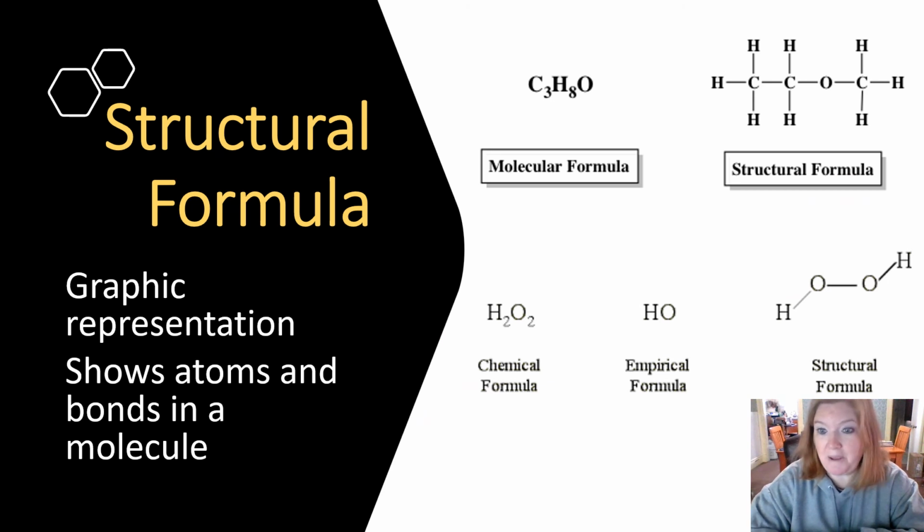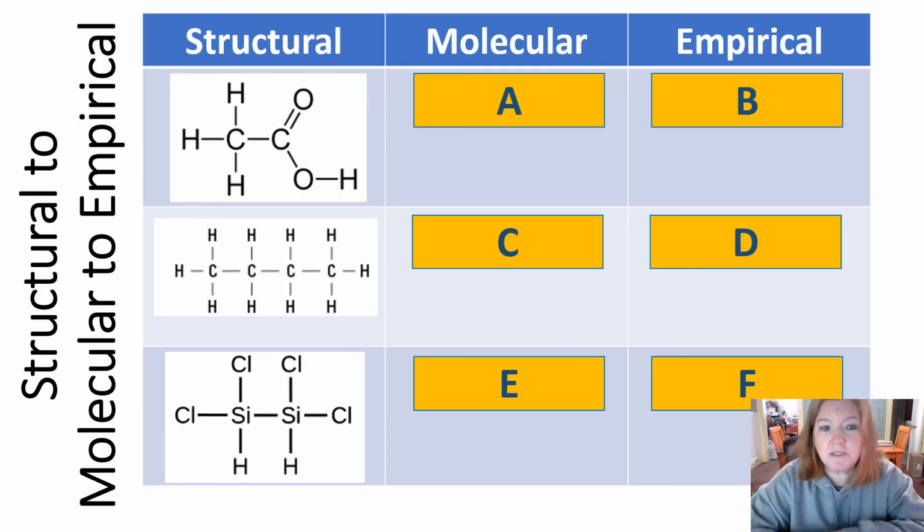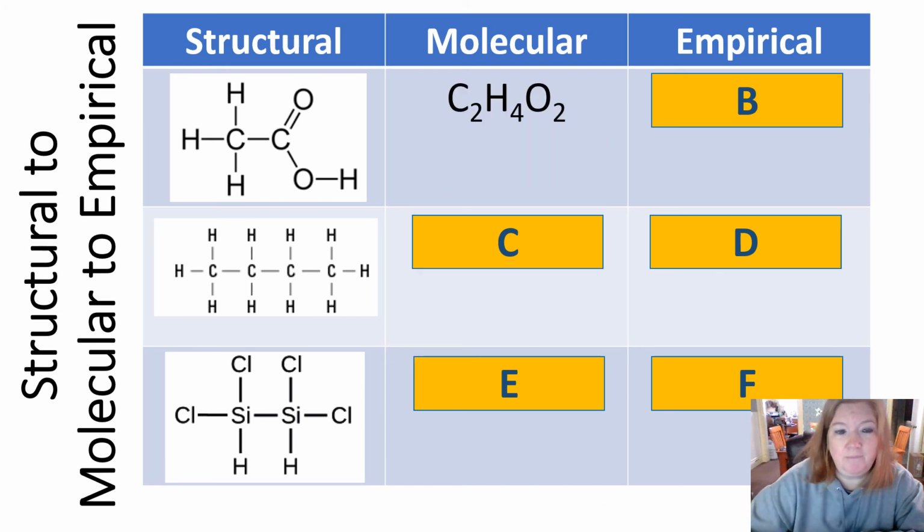Okay, we did a whole lot of math, but we've been focusing on molecular formulas and empirical formulas. Now we're going to look at structural formulas. A structural formula is like a diagram. It's a graphic representation. It shows the atoms and the bonds in a molecule. So if this is the structural formula, what's the molecular formula? I count. When you count them up, 2 C's, 2 O's, and 4 H's.